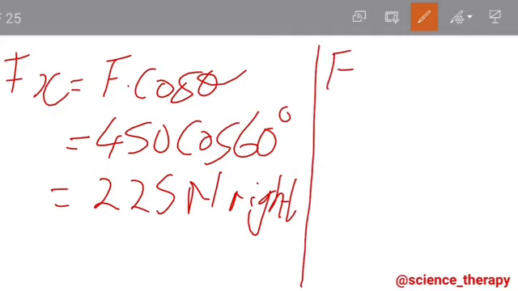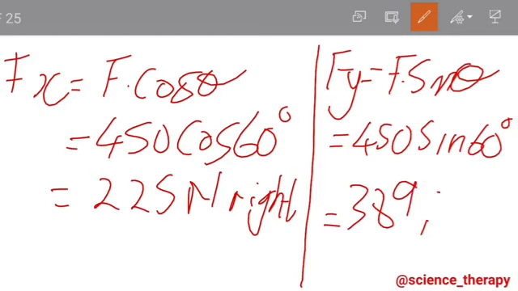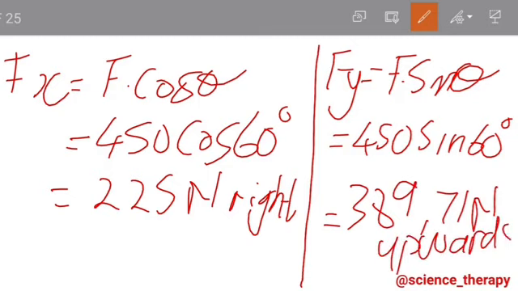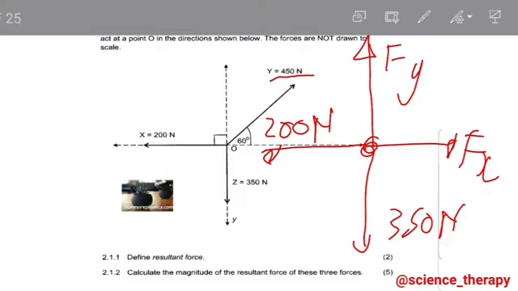Now let's calculate Fy. For Fy, you have F sine theta. Then again, it's 450, but this time it's sine 60 degrees. Also punch that in your calculator. That's 389.71 newtons. And where is it going? Upwards. Nice. Now that we have Fx and Fy, we can come to this diagram and just plug it in here. This is 389.71 and Fx is 225 newtons.